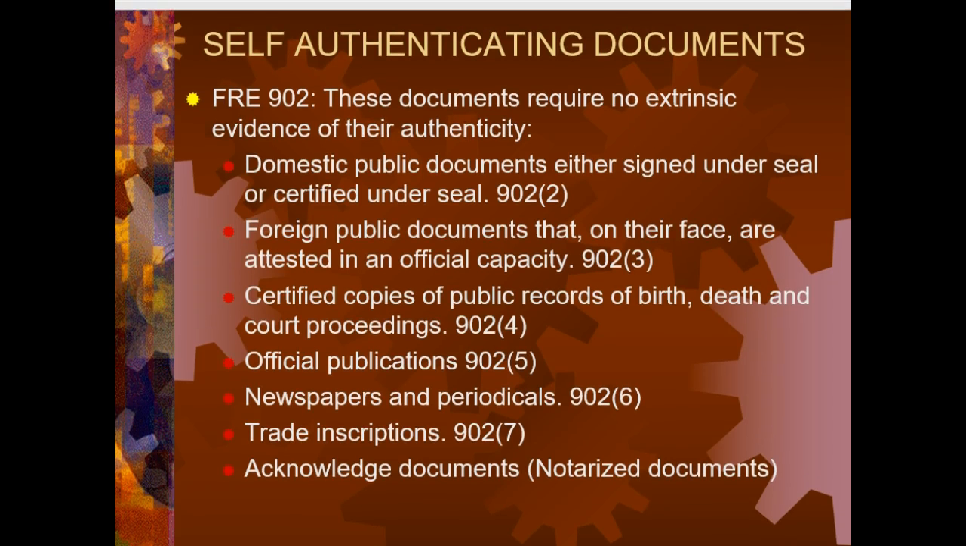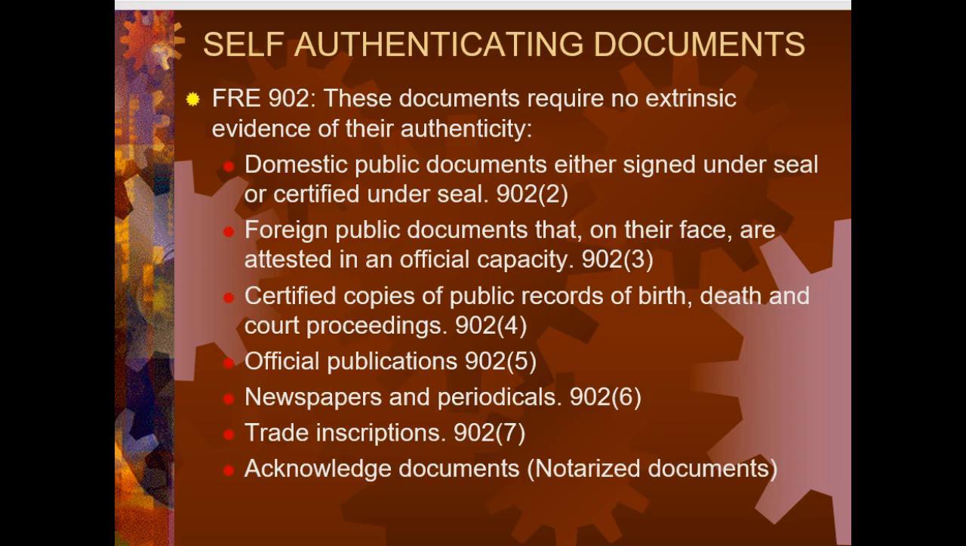All right, and that's Rule 902. These documents require no extrinsic evidence of authenticity. Domestic public documents, either signed under seal or certified under seal. That's domestic, meaning from a public agency of some sort, and they are certified as being records of their agency. Those are authenticated because of the certification alone, and it'll have a seal, and it'll be usually signed by someone as well, and there'll be a certification stamp that's on it, and so on.